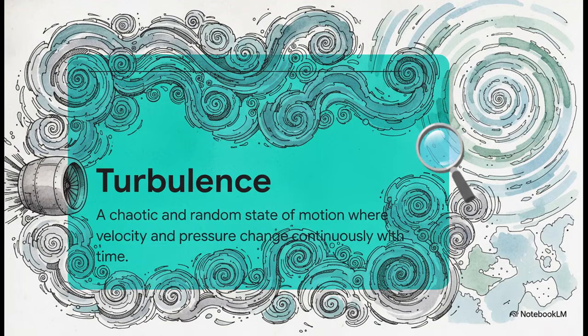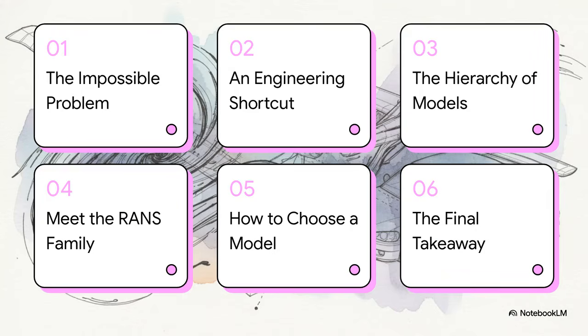It's not just some random movement. I want you to picture this. You've got these big swirls of fluid, and they're breaking down into smaller and smaller swirls, which then break down into even tinier ones. It's this cascade of energy that's happening all at once. And you see it everywhere, from our weather patterns to the inside of a jet engine. This chaos is exactly what makes simulating fluids so incredibly challenging. So how in the world do engineers even start to tackle this?